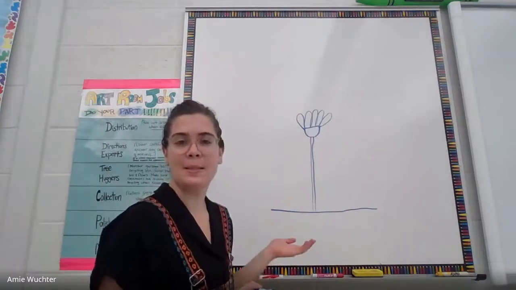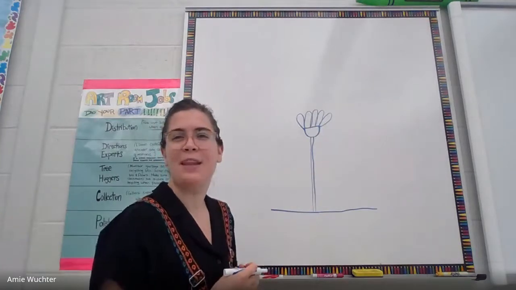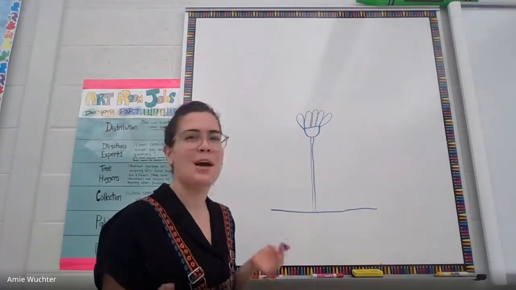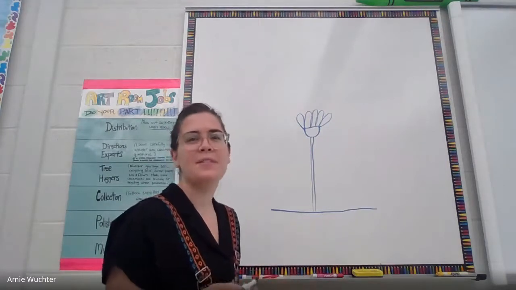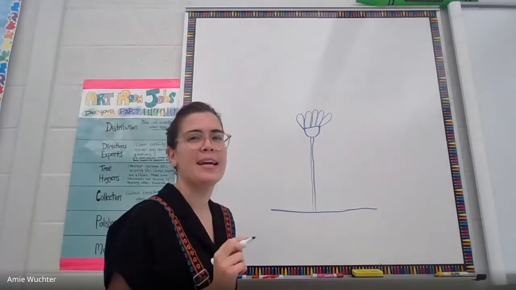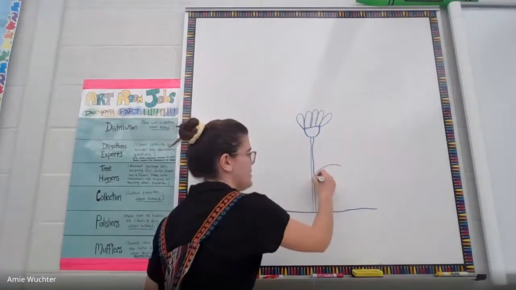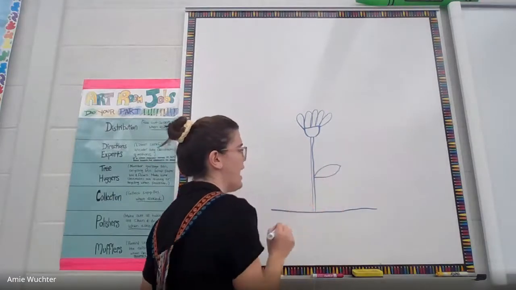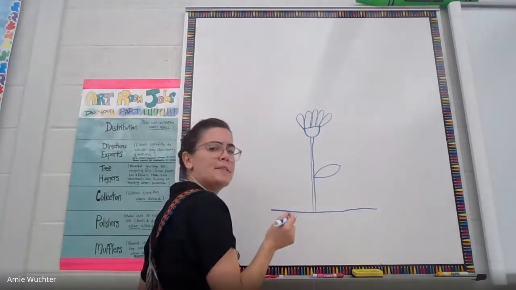Now that we've done the stem and the flower petals, let's give our flowers some leaves so that we can build the fort on those leaves. The leaves are going to be two more curvy lines, like this. 1, 2, and I'll add a couple more leaves to this.